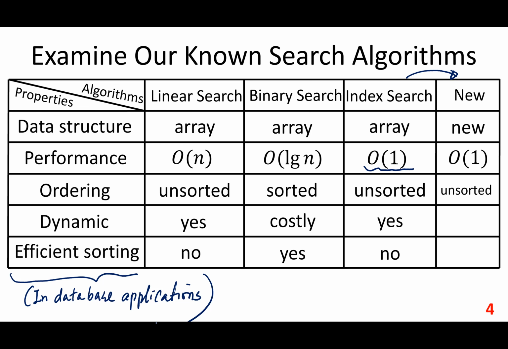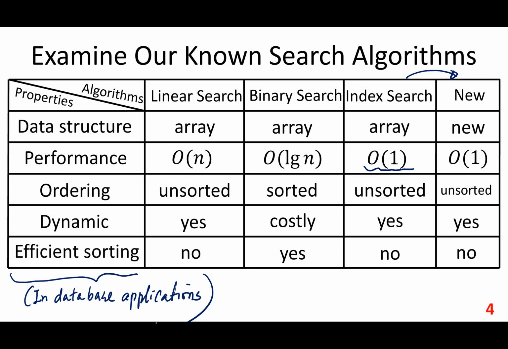Unsorted, because if you want to make it sorted, that's too hard. We cannot do it. So make it unsorted, which means we do not need to maintain the order. Otherwise, we cannot make it. Dynamic, yes. And efficient sorting, no.